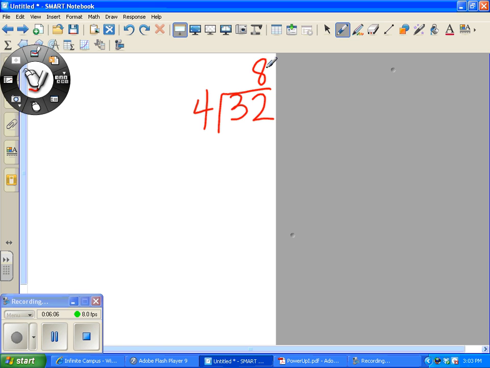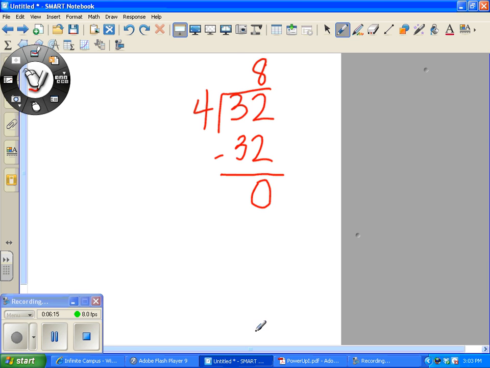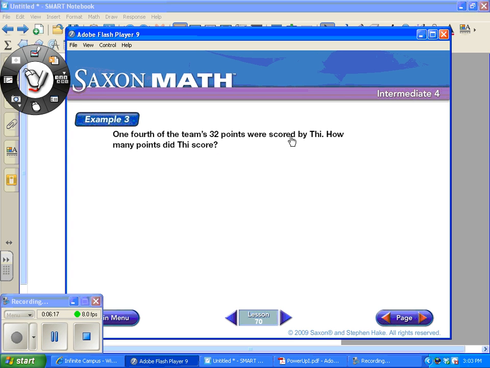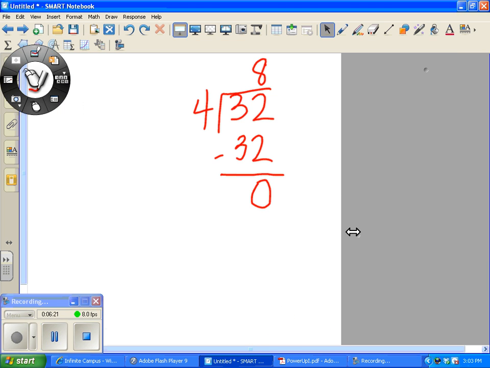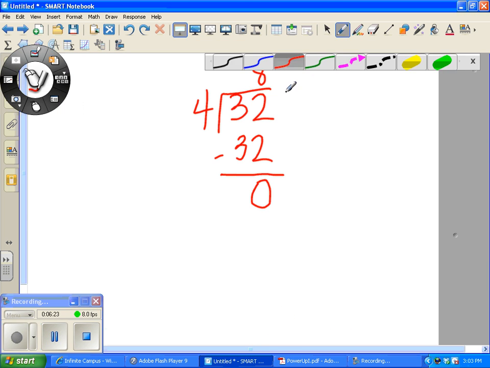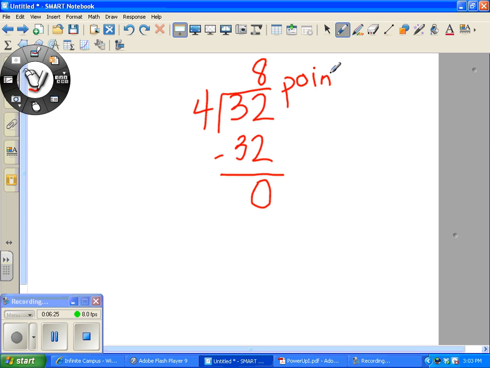Think about your 4 multiplication facts. And it's 8, isn't it? 8 times 4 is 32. Subtract. There's no remainder. We're finished. There's nothing else to bring down. So let's look back at the question. How many points did Ty score? He scored 8 points. And that was 1/4 of the points.